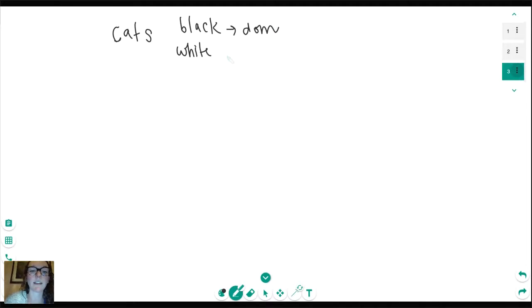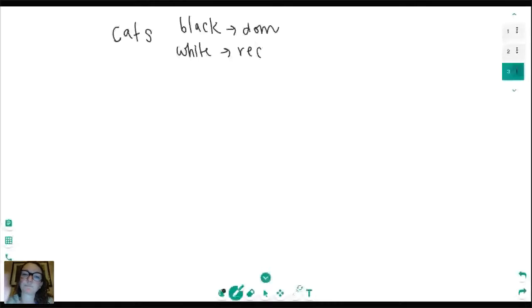Okay, so let's set up a chi-square. So I'm going to make up a problem for us, and let's stick with cats since we've been talking about them. So we're looking at cats, which I actually don't really like cats, but that's okay. Let's say we are looking at cats where black coat is dominant. So we're going to practice some genetics, and we're also going to practice chi-square. And the white coat is recessive.